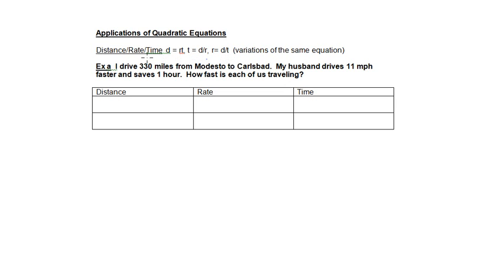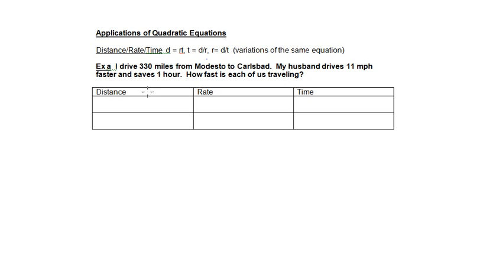So we're going to start with a problem. My husband and I have driven to Carlsbad, and my husband doesn't like the way I drive because he drives 11 miles per hour faster and he saves 1 hour on the trip. The question is, based on this information, how fast is each of us traveling? So we're going to fill in what information we have and then use two columns to calculate a third column.